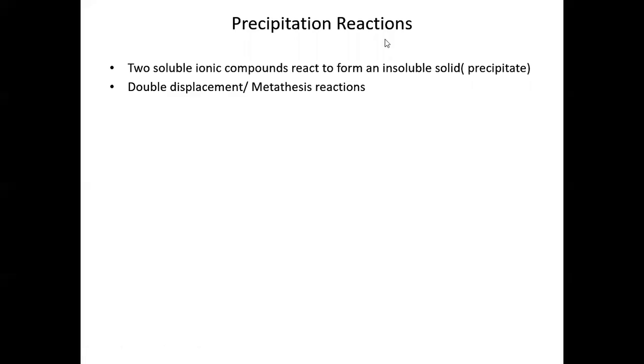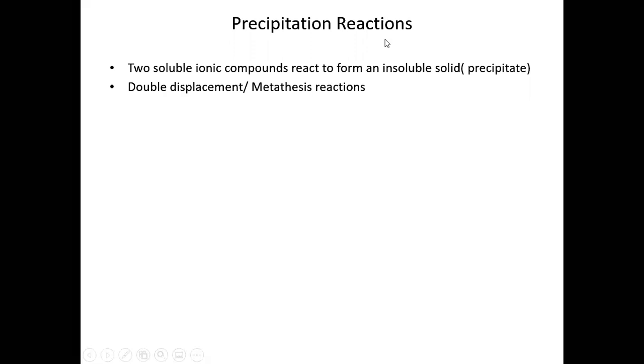And so we're going to start off talking about precipitation reactions. This is one subgroup of a broader class of chemical reactions called double displacement or metathesis reactions. They mean the same thing. So whether you use metathesis or double displacement, it's the same reaction, just two different names to describe the same type of reaction. And so precipitation reaction is a subgroup of double displacement.